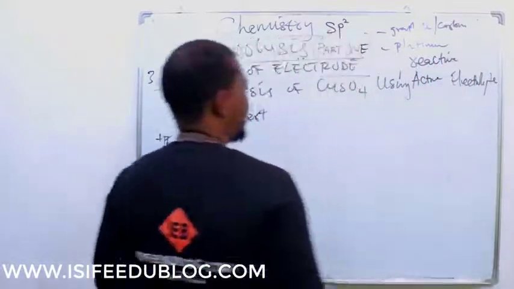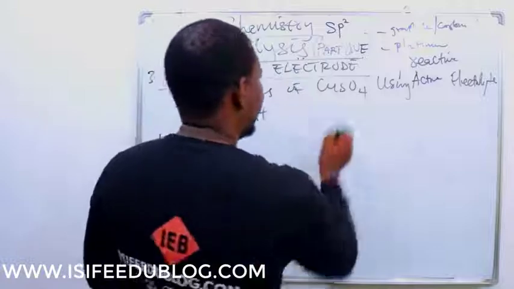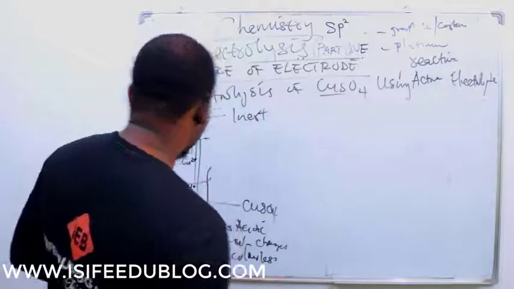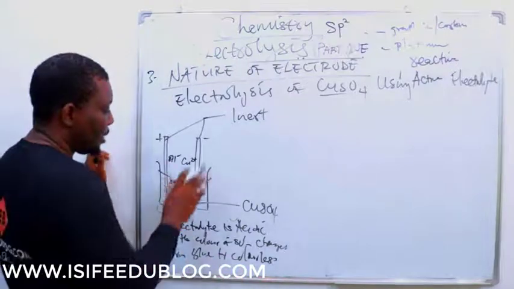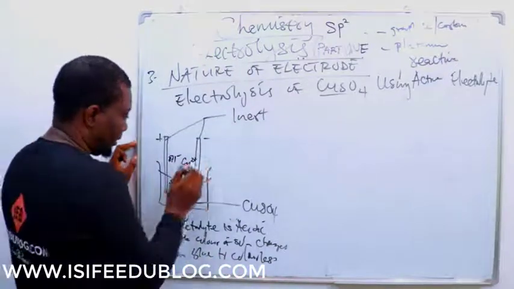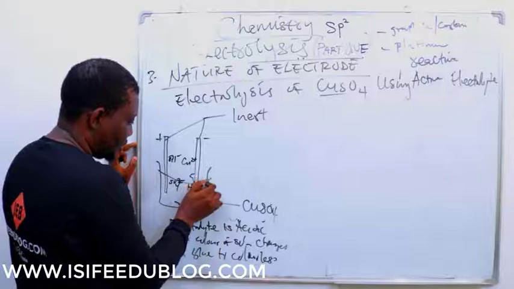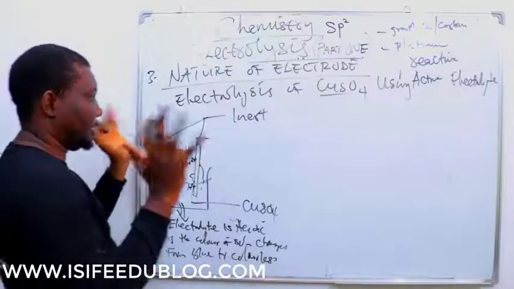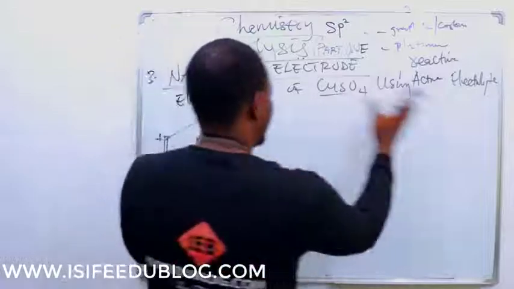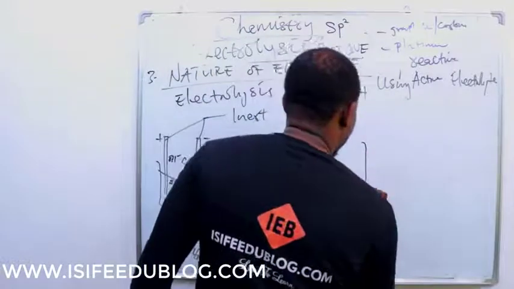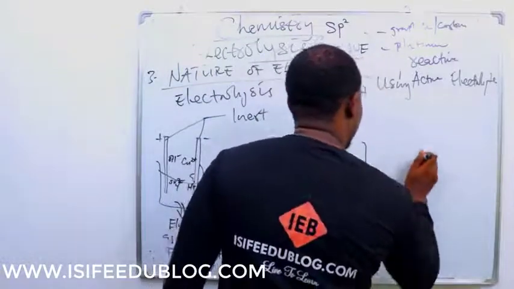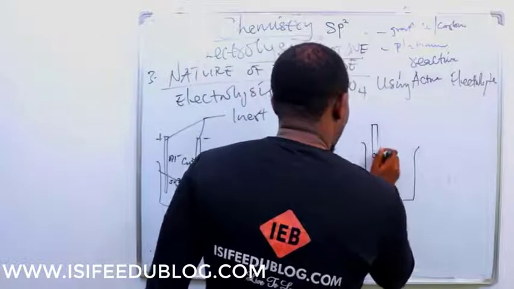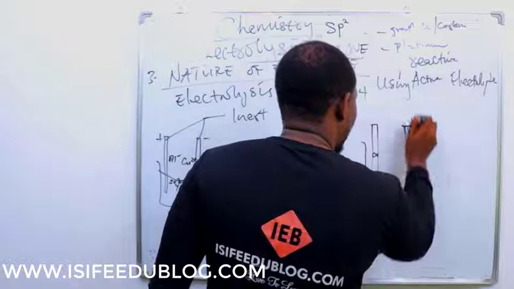Let me use copper this time. A copper electrode, while I'm still electrolyzing a copper salt. In the similar electrolysis using inert electrodes, the mass of the cathode will increase because copper going there should increase the mass. So let's come to the other aspect of electrolysis. This time, we're going to change the electrode to be active, so I'm going to use a copper electrode.